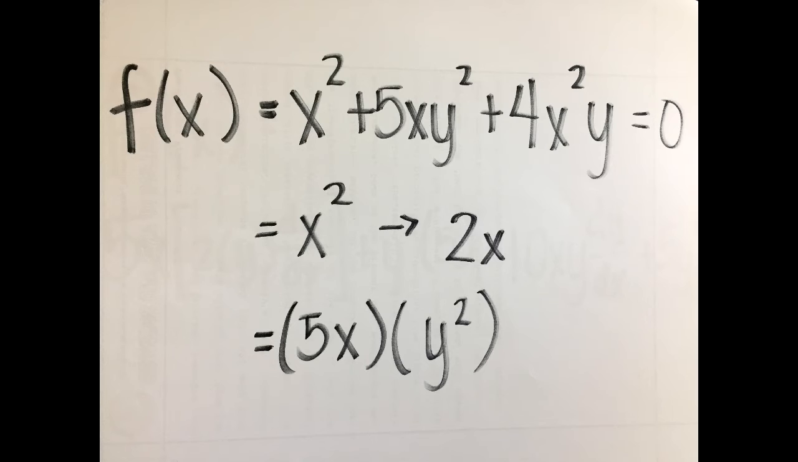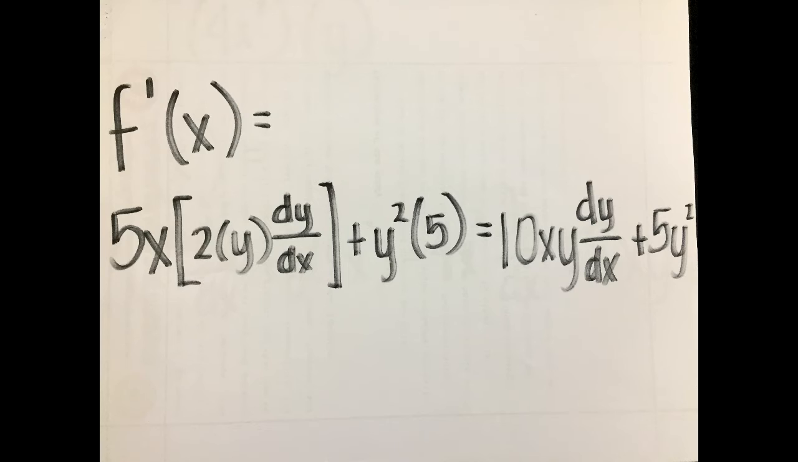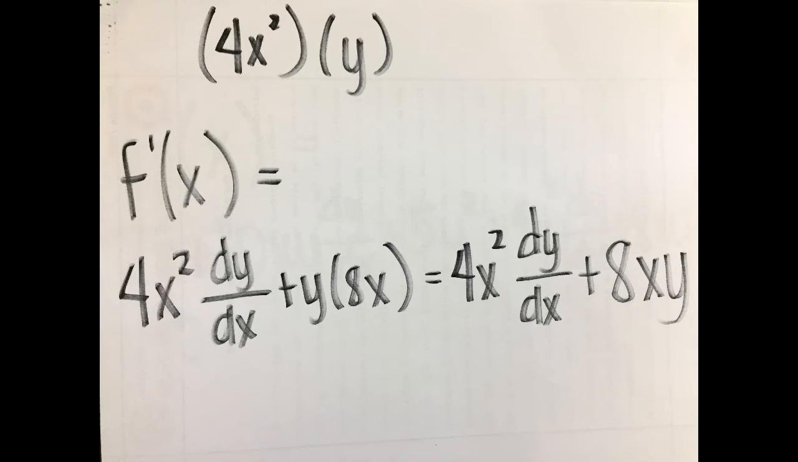First step, take the derivative of each term. The derivative of first term is 2x and the second term is 5xy squared. Then adding dy over dx, so it will become 10xy dy over dx plus 5y squared is equal to 0. Second step, take the derivative of third term, which is 4x squared y, then adding dy over dx, so it will become 4x squared dy over dx plus 8xy is equal to 0.